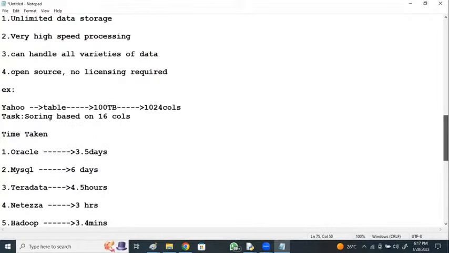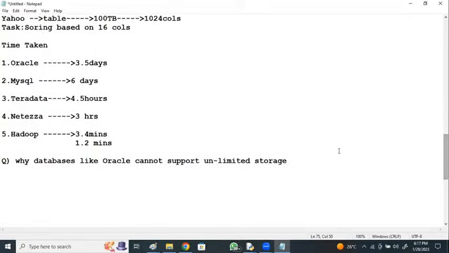Hadoop follows master and slave architecture: a single master and multiple slaves, meaning multiple slave systems. But databases have a limitation here: a maximum limit on the number of slaves.